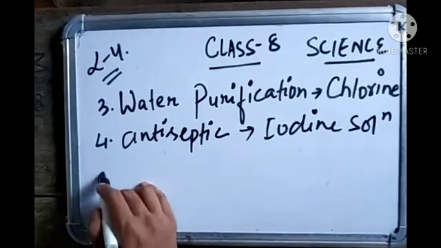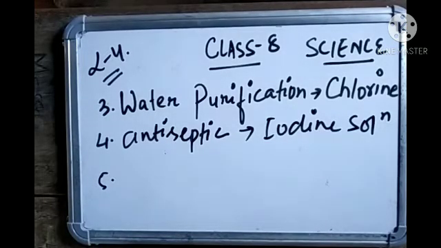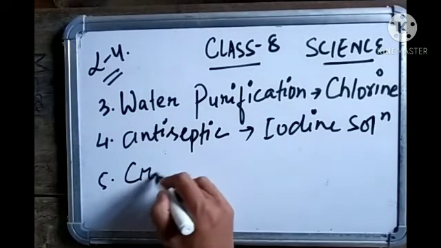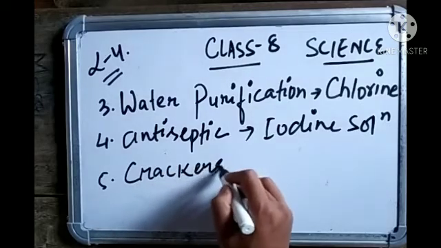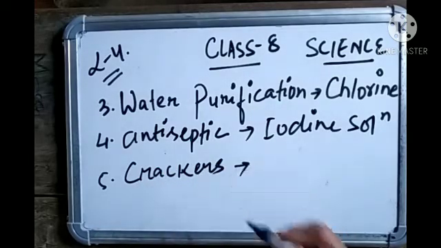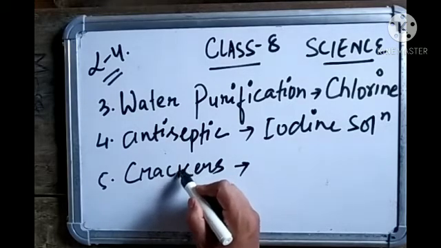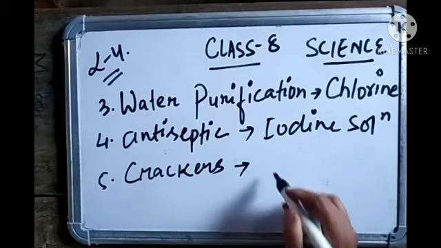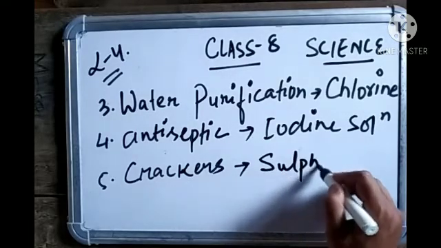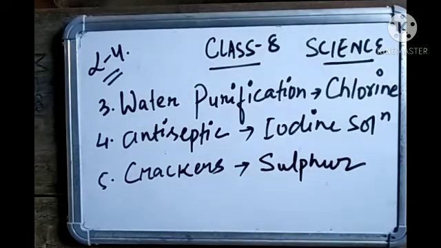Then the fifth one is non-metals used in crackers. Crackers contain sulfur, which is also a non-metal. So these are the uses of non-metals.